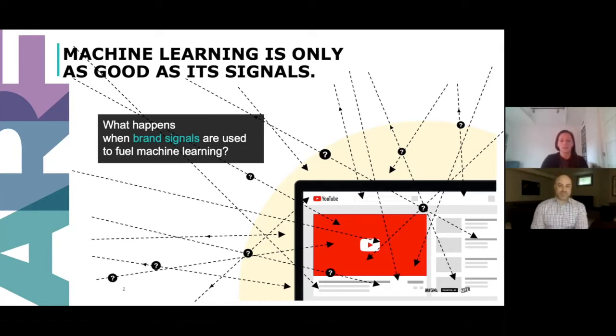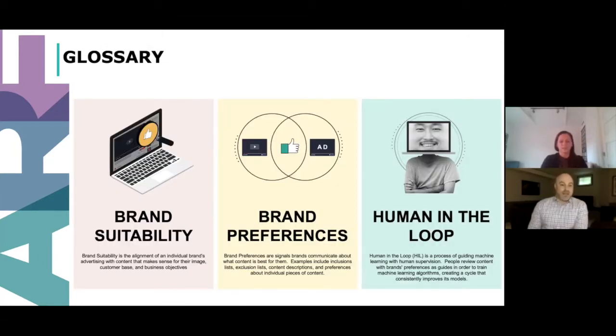Next, I'm going to pass it over to Rob to familiarize you guys with some key terms that are important for our discussion today. Thanks, Kara. Yeah, there are a few key terms as it relates to the study that we wanted to make sure that everybody had an understanding of where we're coming from.